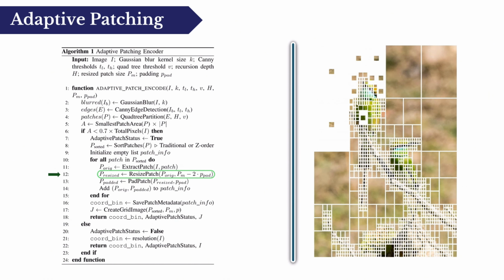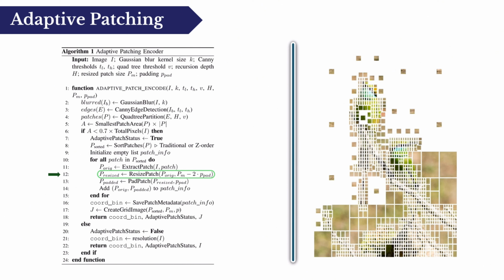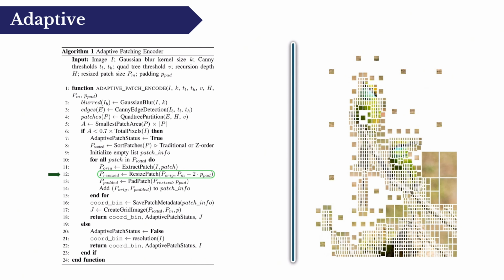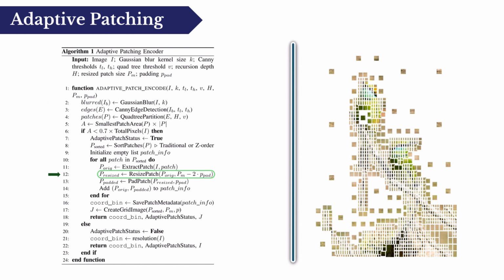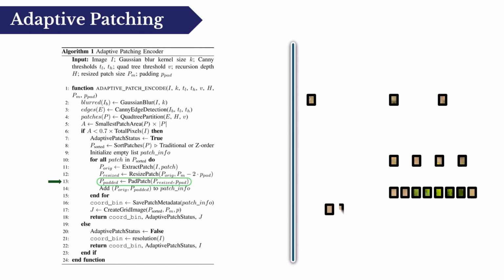Next, all the extracted patches are resized to a uniform patch size. As you can see, regions with higher content complexity contain a greater number of smaller patches, reflecting the adaptive nature of the partitioning process. Subsequently, all the resized patches are padded with a fixed padding size.